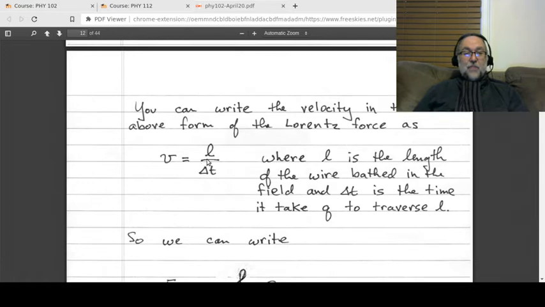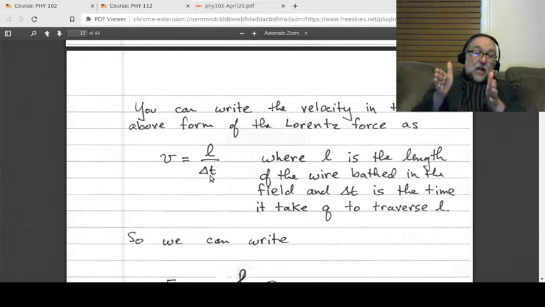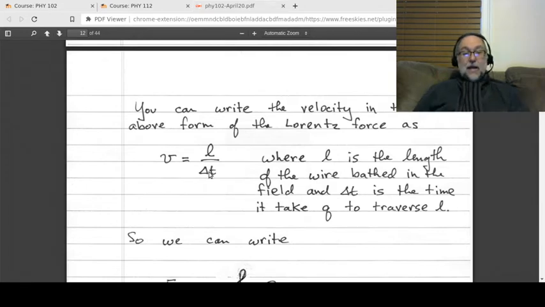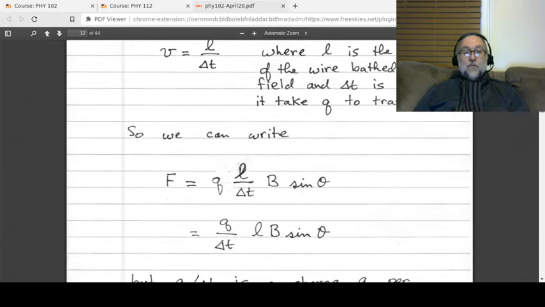The way we do that is we start off by looking at the velocity. The velocity is equal to L divided by delta T, where L is the length of the wire that is actually going to be inside of the B field. Suppose it takes a charged particle a time delta T to travel that distance L. It enters the B field inside the wire, and then it exits the B field outside the wire, and it travels a distance L inside of the B field, and it takes a time delta T. Well, if you travel a distance L in time delta T, that's a velocity. And so now for our velocity, we can rewrite that as L divided by delta T.